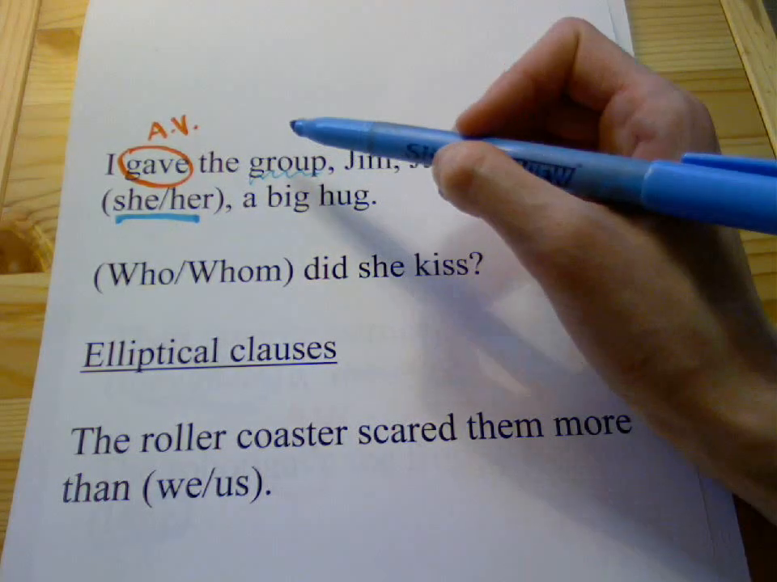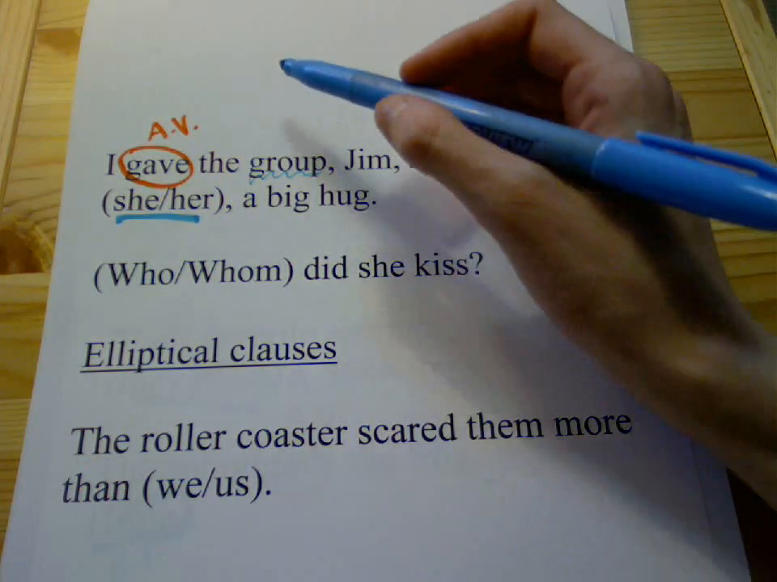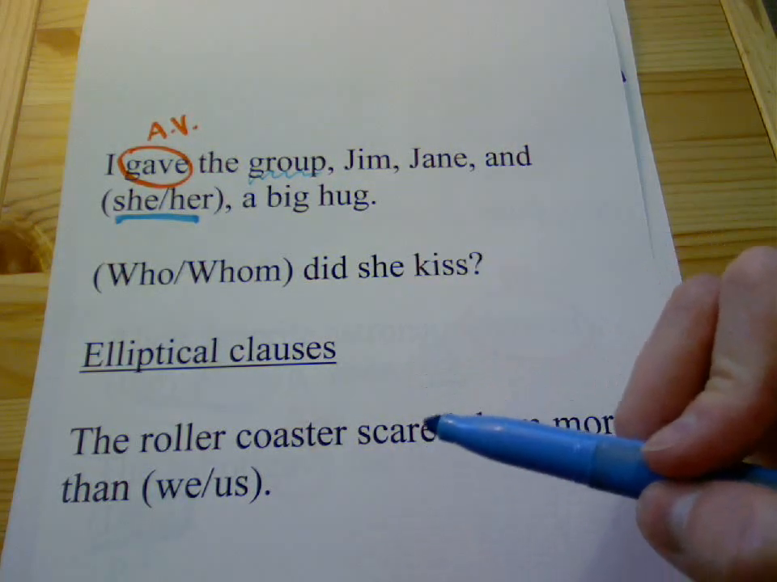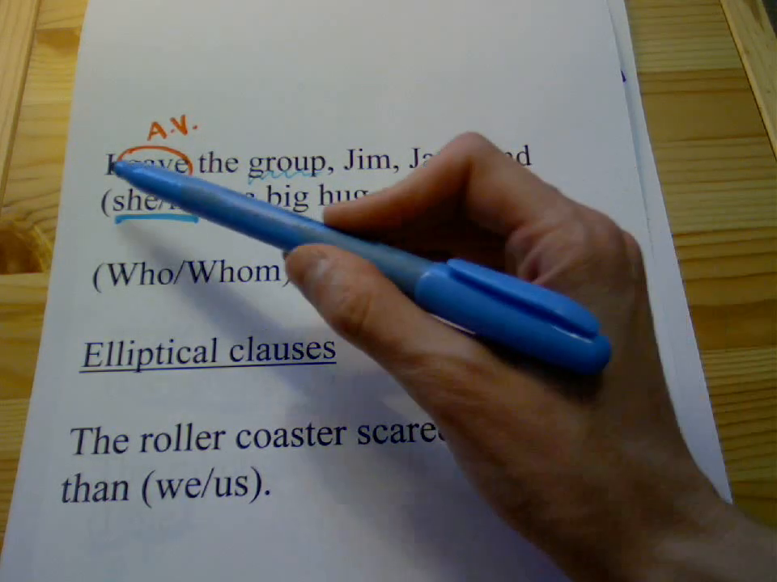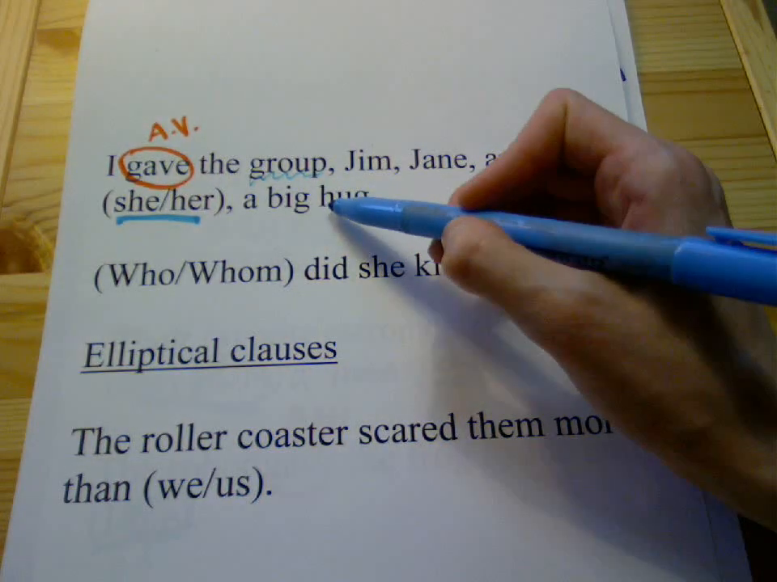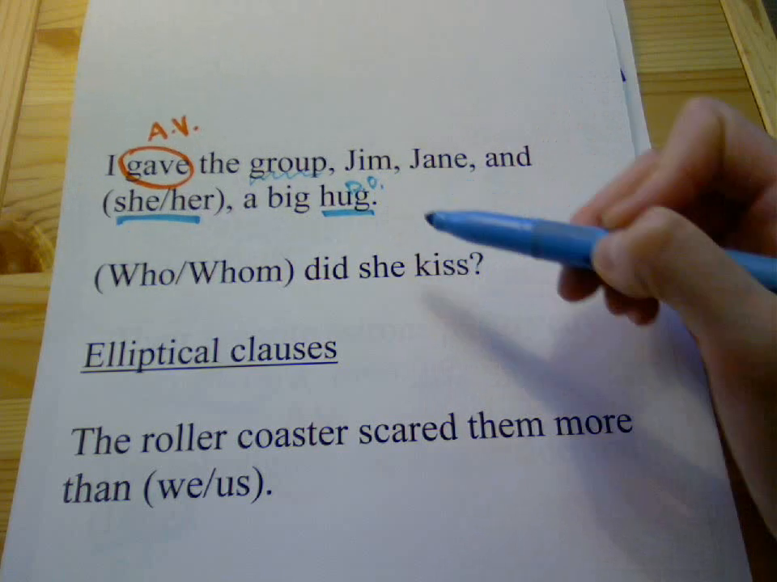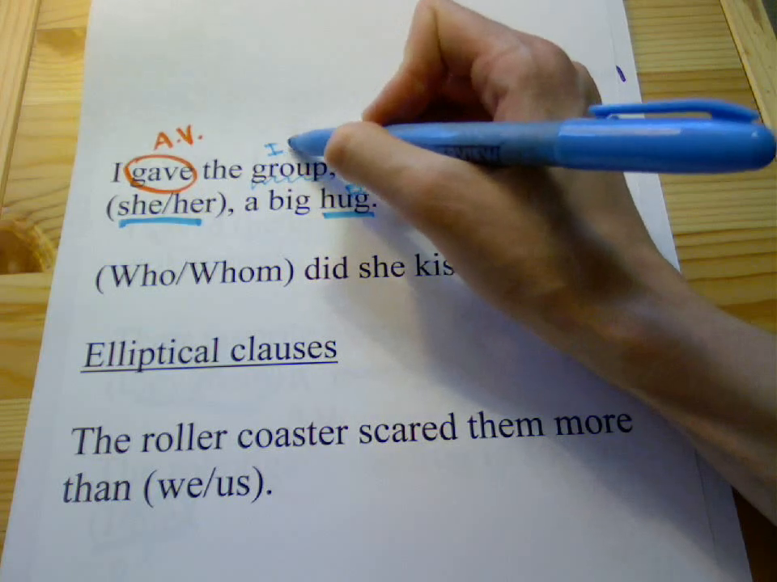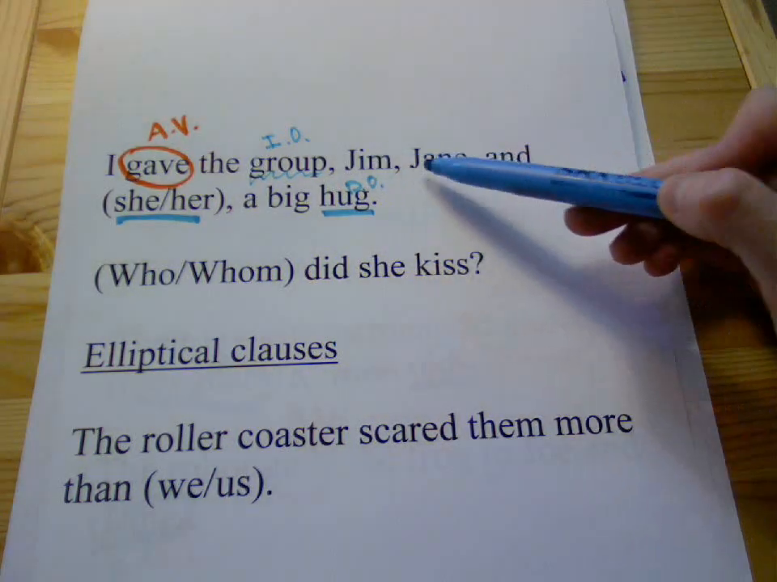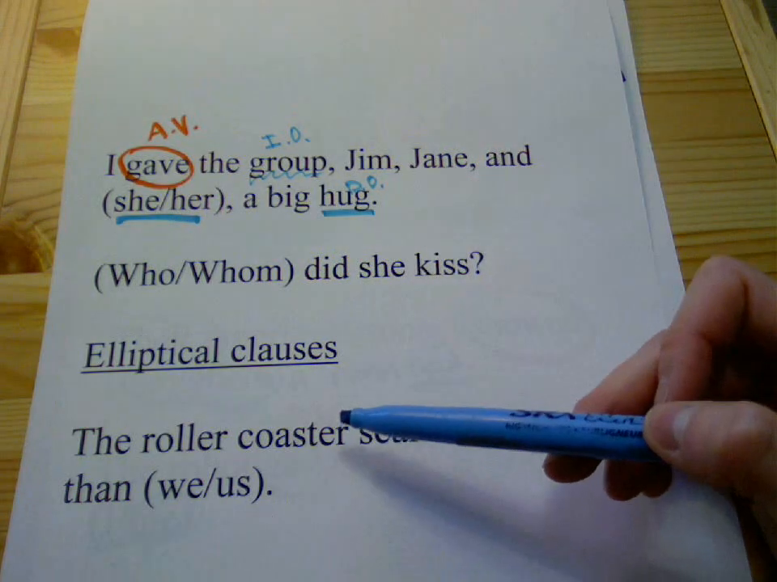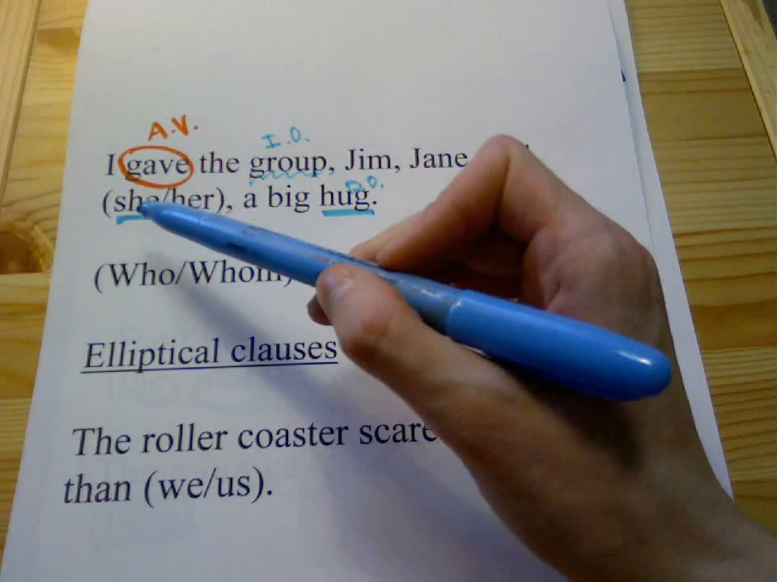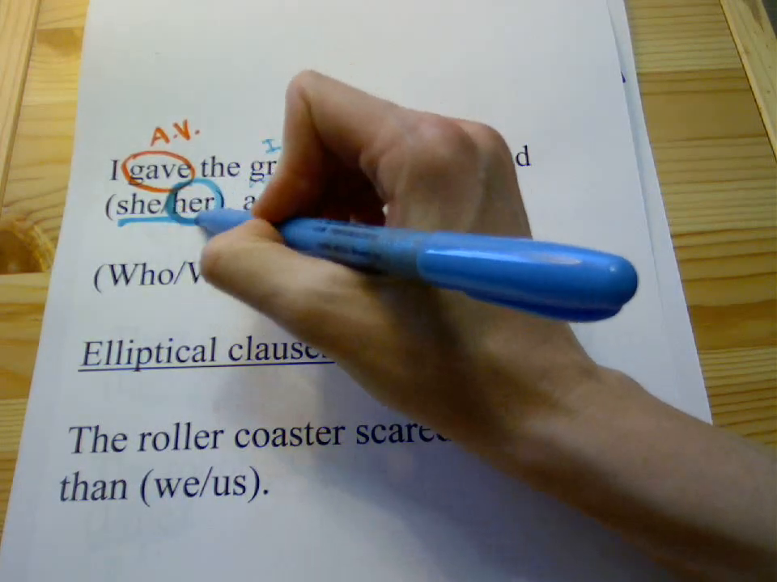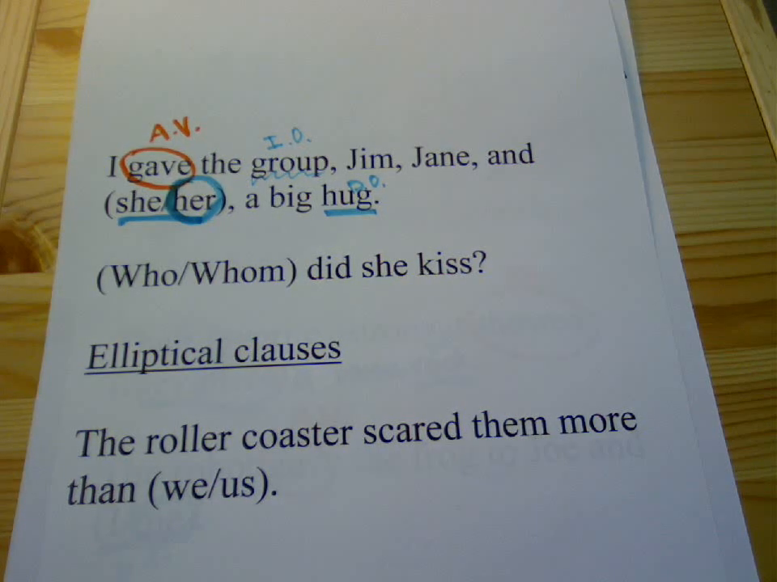So what is group? I gave what? I gave the group, oh, I'm sorry. I almost got confused about indirect object and direct object. See, it can even happen to me. I gave what? I gave a hug. That would be our direct object. To whom? To what? To the group. Indirect object. So this appositive is renaming our indirect object, which means it's objective case. Which one of these is objective? Llamas like she or llamas like her? Her. I gave the group, Jim, Jane, and her, a big hug.